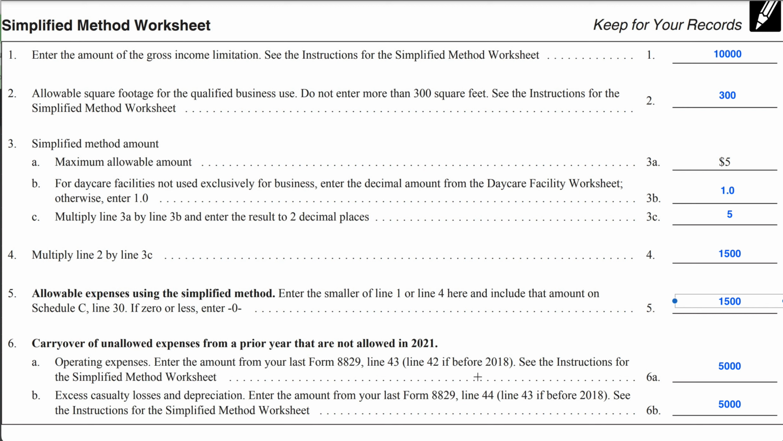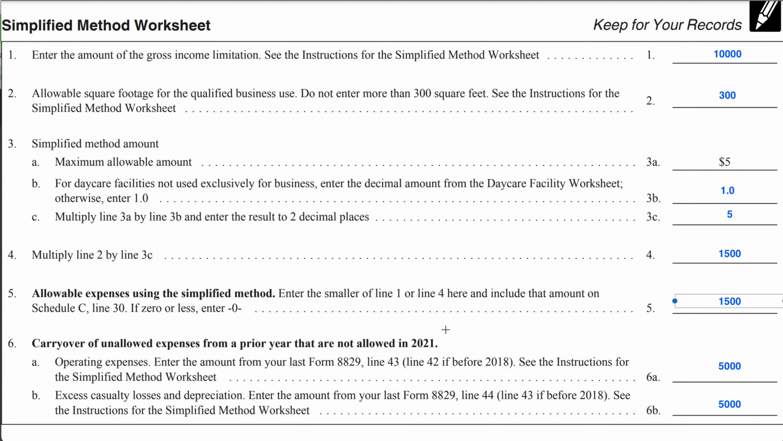includes carryovers of unallowed expenses from a prior year. So this was in the Schedule C instructions for 2022. Realistically, the only thing that changes from year to year is the name of the year. So for 2023 instructions, this will say 2022 on it. But the prior year carryover of unallowed expenses from Form 8829, the most previously filed version, because you're using the simplified method in this tax year, you have to continue carrying them over.